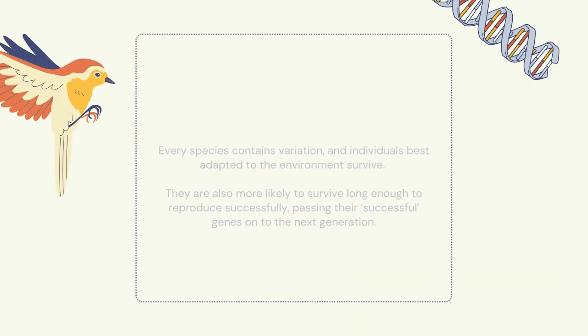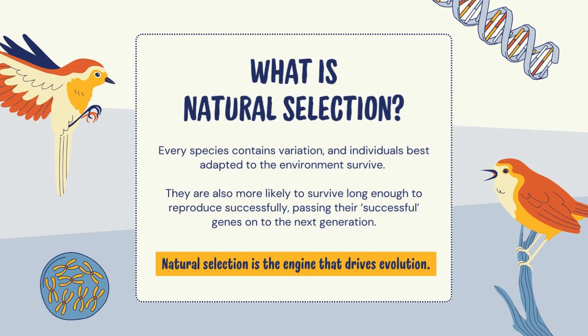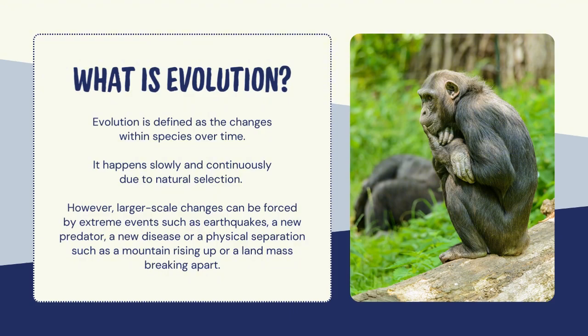What is natural selection? Every species contains variation, and individuals best adapted to the environment survive. They are also more likely to survive long enough to reproduce successfully, passing their successful genes on to the next generation. Evolution is defined as the changes within species over time. It happens slowly and continuously due to natural selection.